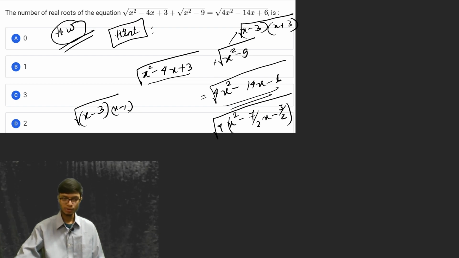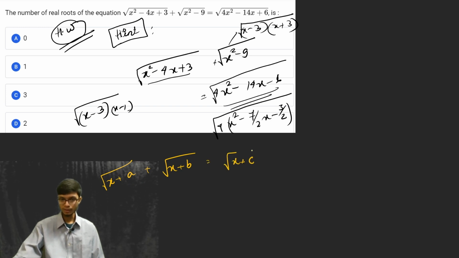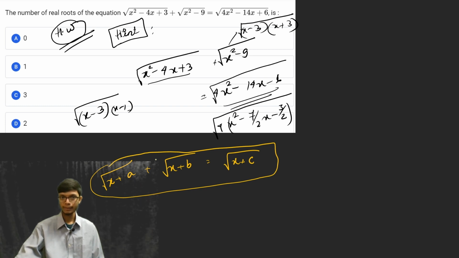The other will be left to you, because you must have solved this type of problem whenever you were preparing from any material: root under x plus a, root under x plus b is equal to x plus c, where a, b, c are constant terms. This is a different type of approach, because there will be a common parameter which gets cancelled out. It will be taken common, and this reduces the equation to this particular format.